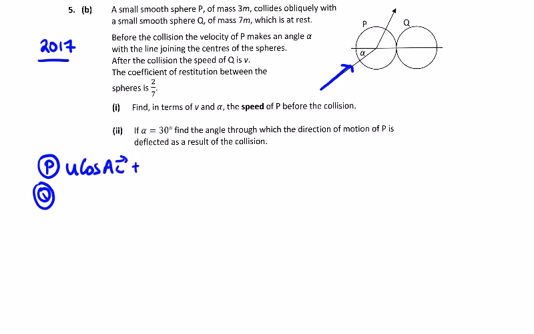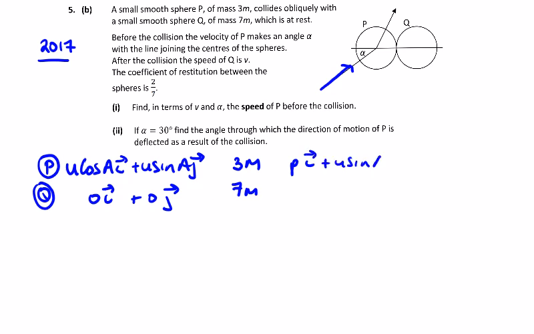So we have u cos alpha in the i direction plus u sin alpha in the j direction for P, which we're told has a mass of 3m, collides obliquely with Q, at a mass of 7m, which is at rest, 0i plus 0j. It's good to set up the i and the j when they're colliding obliquely. The i will change, so we have p in the i direction plus u sin alpha in the j direction for afterwards. And we have information about Q after the collision. The speed of Q is v.